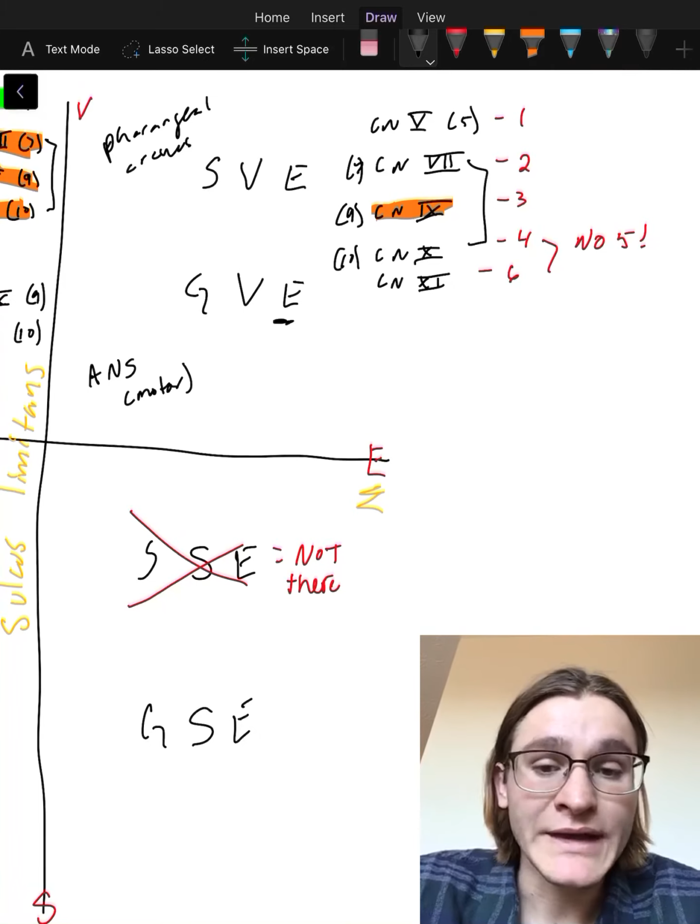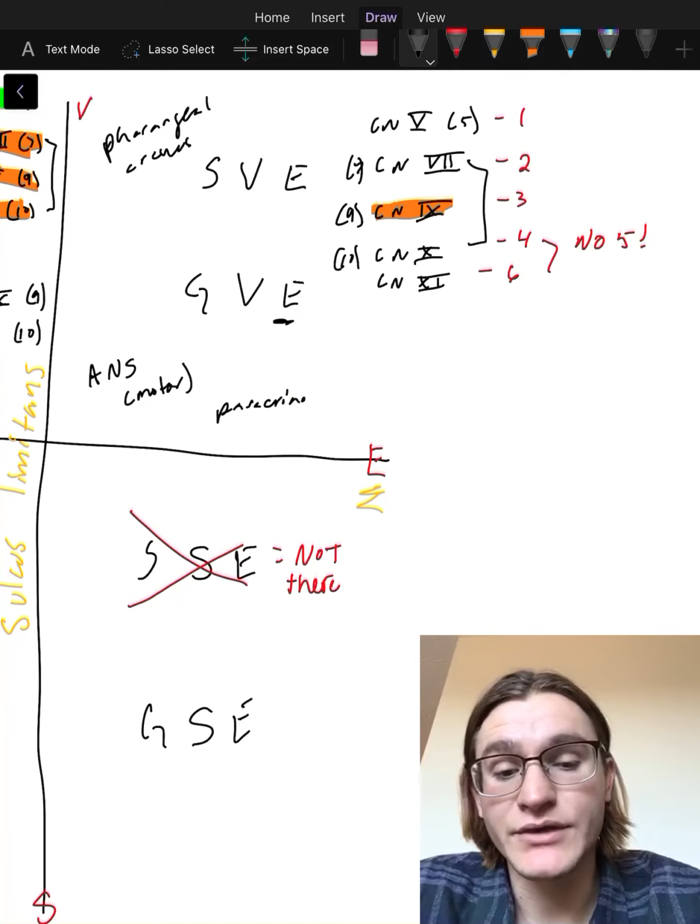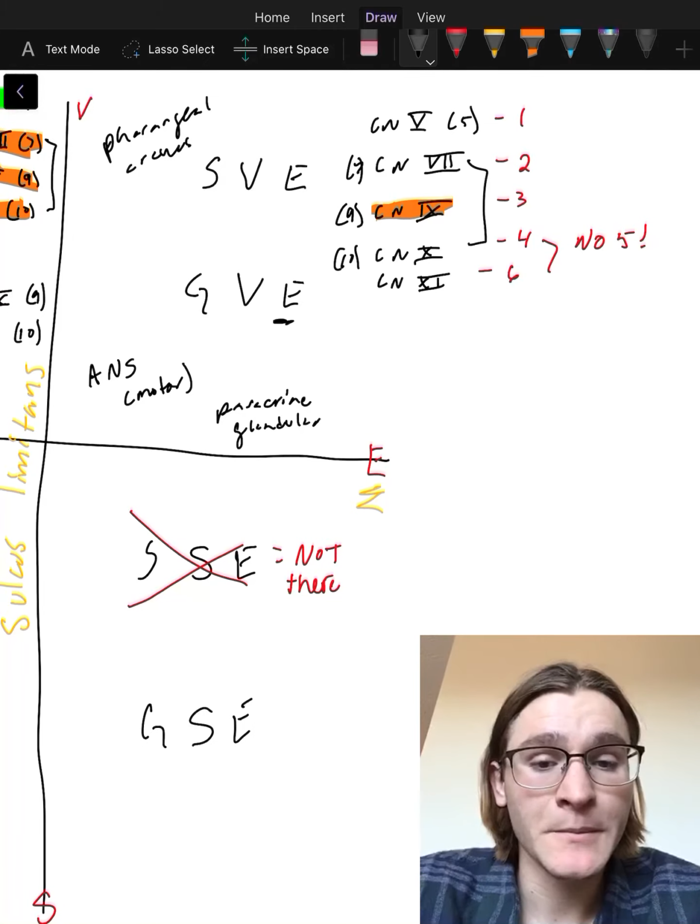So our general visceral efferent system is going to be involved with our enteric nervous system and the motor portion, and it's going to have our paracrine glandular secretions involved.